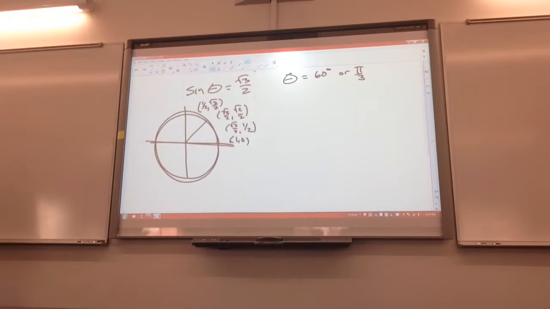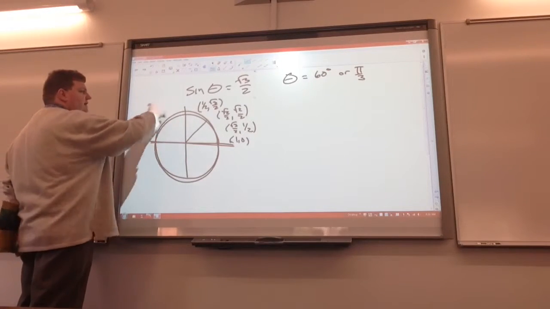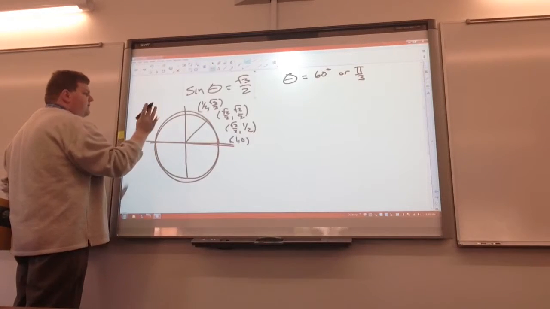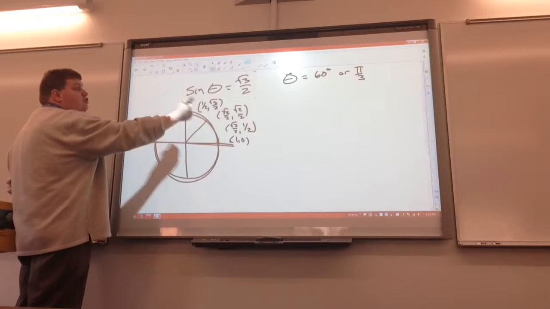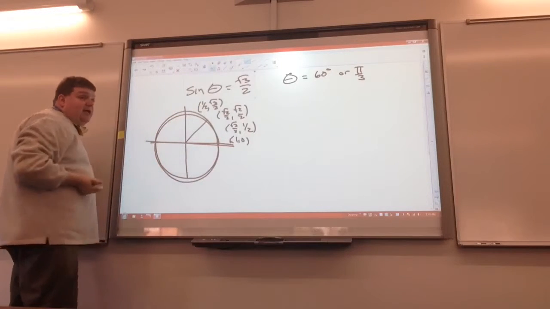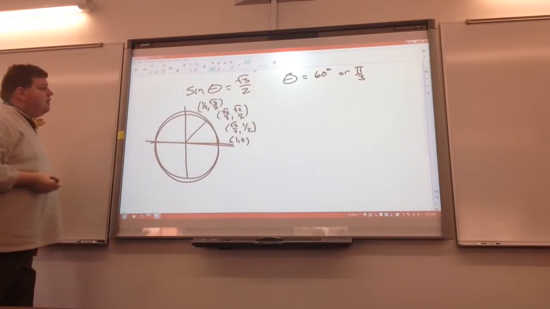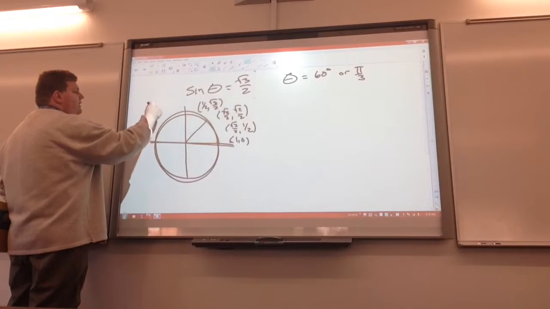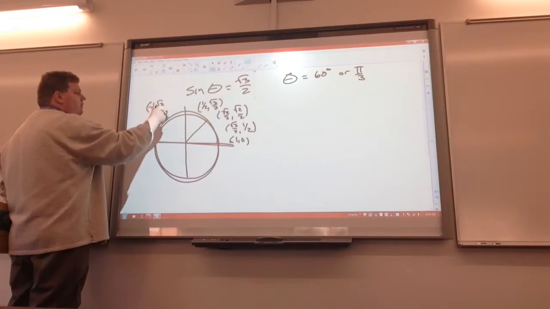Now, the issue though is that is that the only location where that's going to happen? No. Won't it also have the same values over here? This is where they also have the same y values, right? Not reciprocal, negative. It just ends up that there can be two angles that give us this answer, okay? So over here, when it's minus 1/2, the y coordinate's still root 3 over 2, okay?